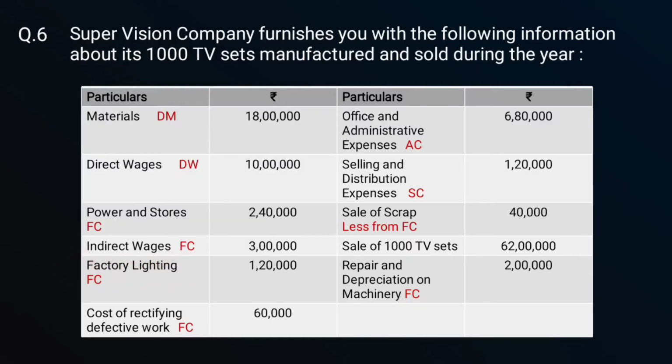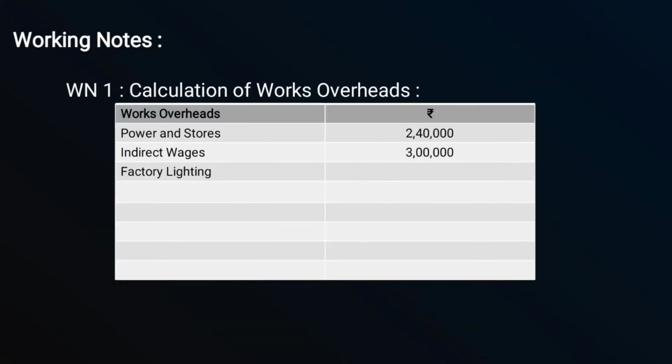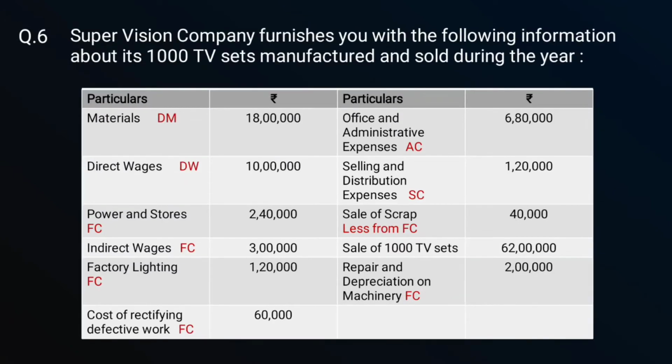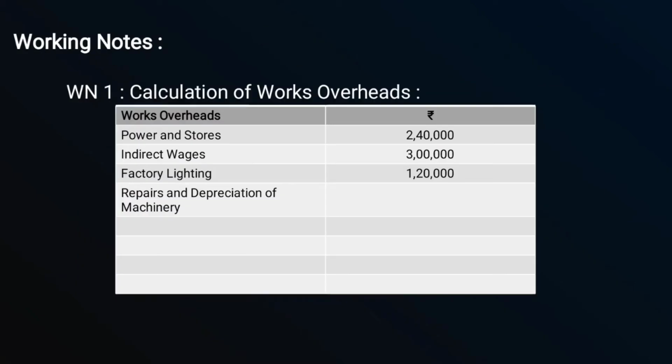Next, factory lighting. Amount is given as 1,20,000. So we'll record it, factory lighting. Amount is given as 1,20,000. Next is repairs and depreciation on machinery. Amount is given as 2 lakhs. So we'll record it, repairs and depreciation on machinery. Amount is 2 lakhs.